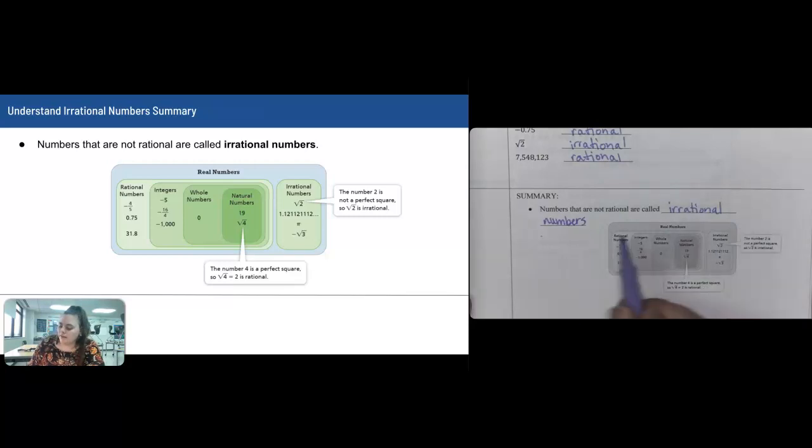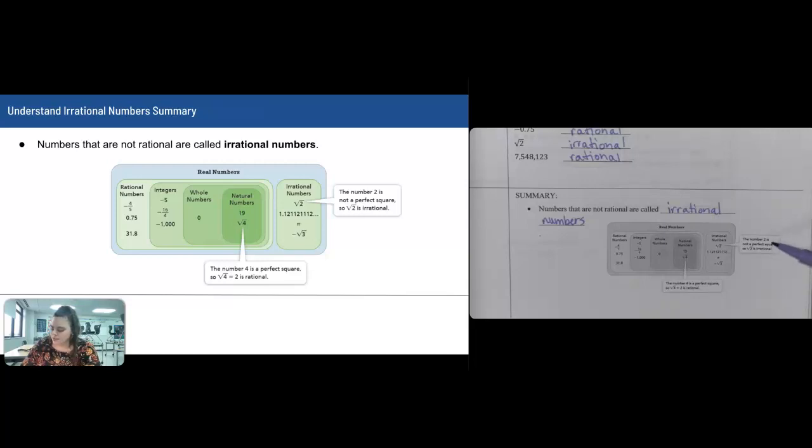And again, I have our little sorting numbers, so that can give you a little bit of extra summary. Again, the number 2 is not a perfect square, so the square root of 2 is irrational. And the number 4 is a perfect square, so the square root of 4 is 2, which makes it a natural number, which makes it a rational number.